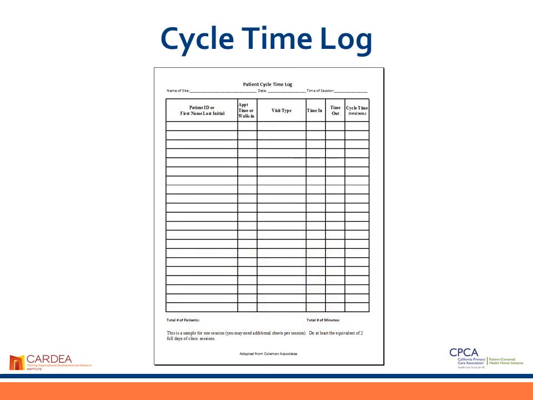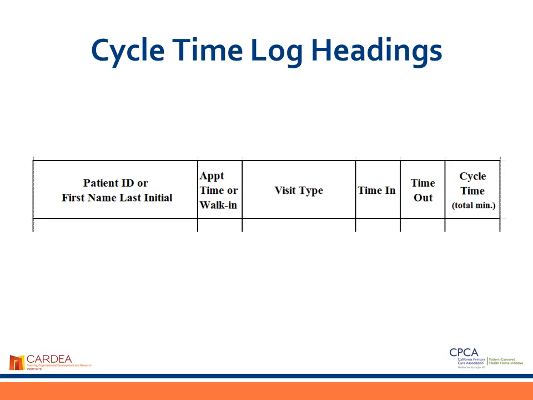As you receive each completed tag, or after you're done collecting cycle times for the day, transfer the data from each tag to this patient cycle time log Excel sheet. You'll see that there's a column for each field that was on the tag, as well as a final column on the right for you to write the total number of minutes the patient was in your clinic, otherwise known as cycle time.